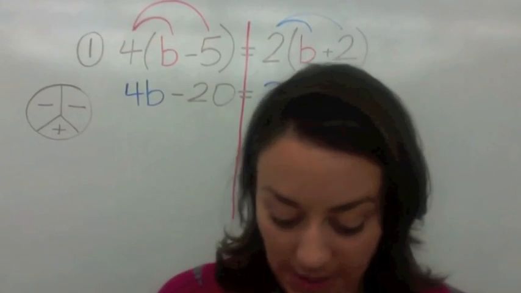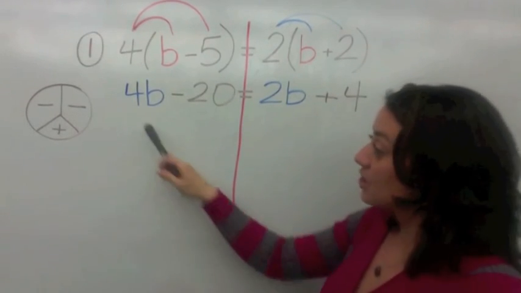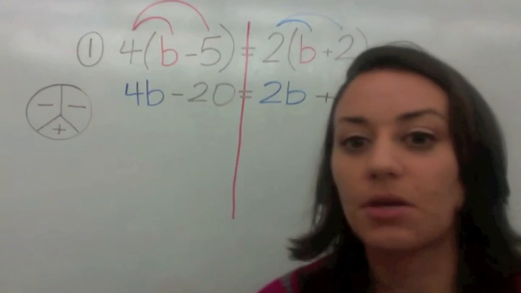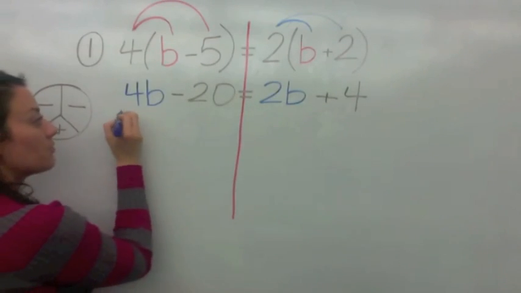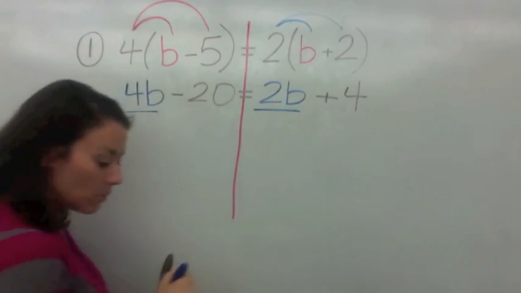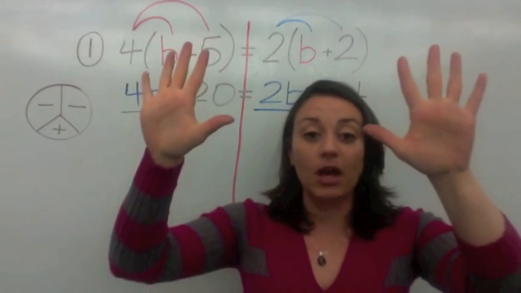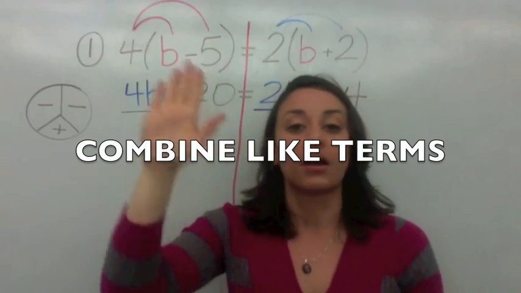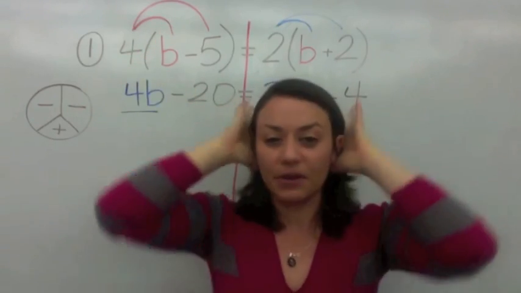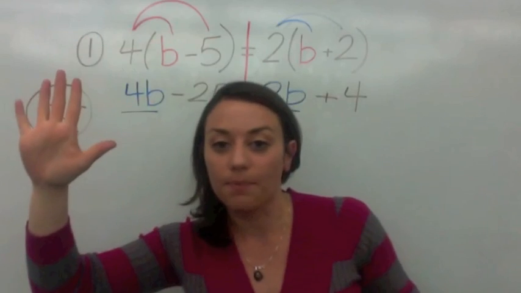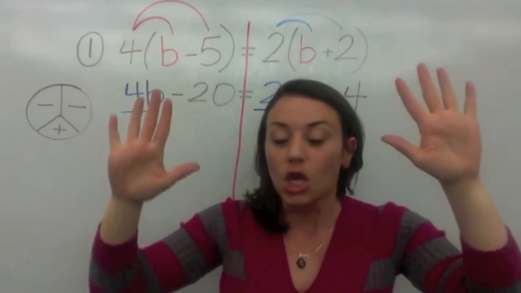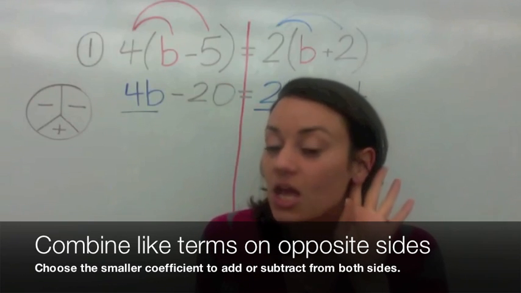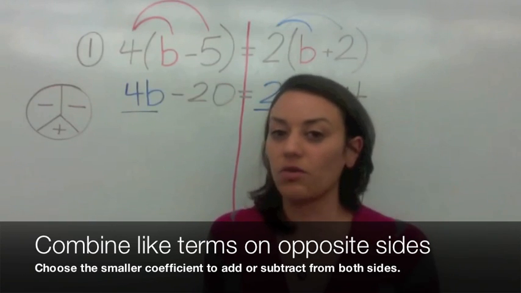Now remember what we did last time. We took a look at the like terms, and we underlined them. We said, okay, well, the coefficient in front of this is 4, so this is 4b and this is 2b. We have two terms and we want to make them one. So what do we do? We combine like terms. Now there is some confusion on this when they're on opposite sides of the equal sign. You need to choose the smaller coefficient. What did I say? Choose the smaller coefficient.